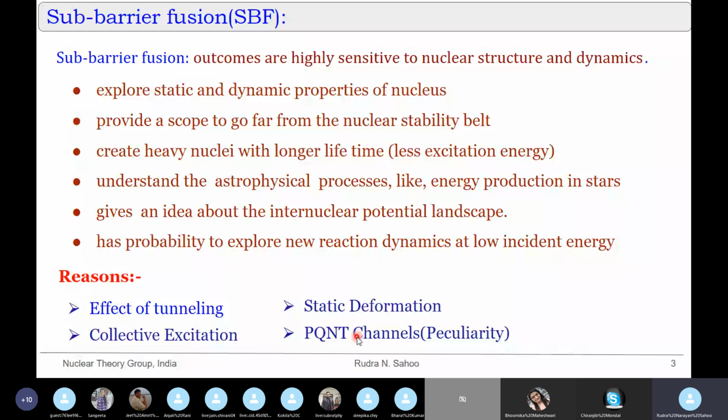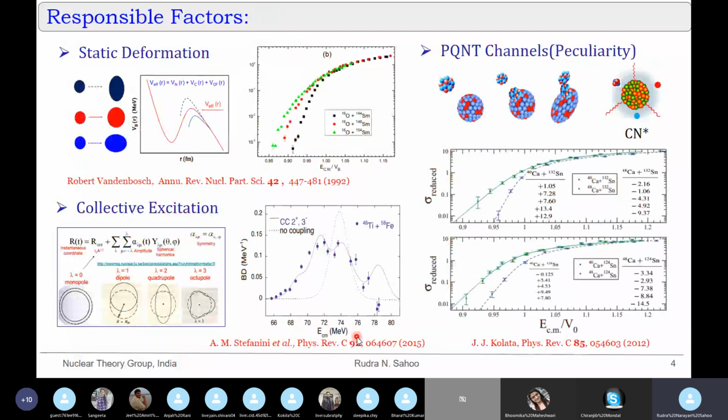And first I will come to the static deformation. You can see if the projectile and target are both spherical, then the interaction distance between them is r. If we take a prolate or oblate projectile or target for the reaction, then the interaction distance between them will change. And when the interaction distance between the projectile and target changes, the Coulomb barrier between them also changes, since the Coulomb barrier is inversely proportional to the interaction distance r.